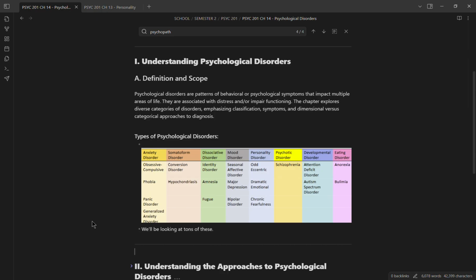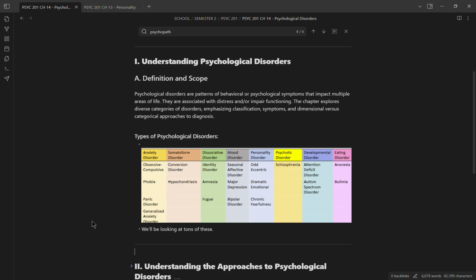So, what are psychological disorders? Psychological disorders are essentially patterns of behavior or psychological symptoms that impact multiple different areas of life, right? They're associated with distress, impaired function. We see different positive and negative symptoms, which we will look at later. You'll understand what that means.